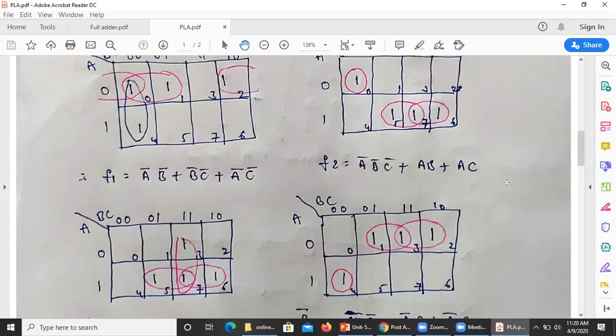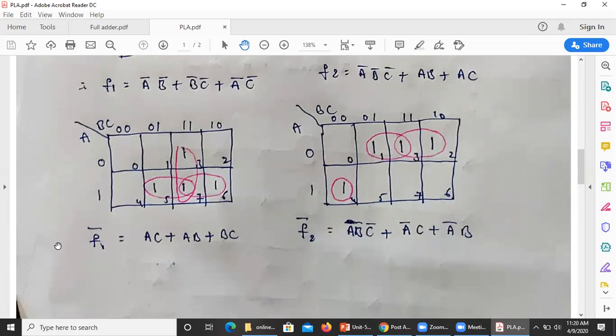But what is our main aim if you want to implement the PLA? The number of product terms must be as few as possible. That's why we are going to consider the equations for F1 bar and also for F2 bar. For F1 bar, we have the equation AC plus AB plus BC. F2 bar is A B bar C bar plus A bar C plus A bar B. Now, in total, how many equations do we have? 4 equations.